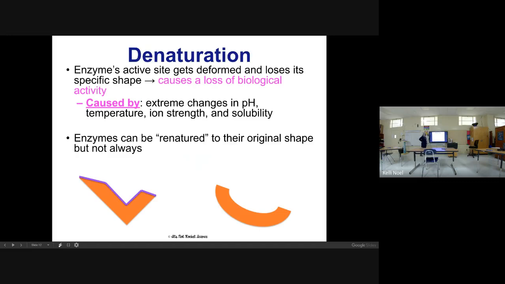So it's real important, especially for diabetes, that if you have that you are eating and monitoring your sugar, because you want your body to be able to function. Now, sometimes enzymes can be renatured to their original shape, but not always. Usually it's not reversible.